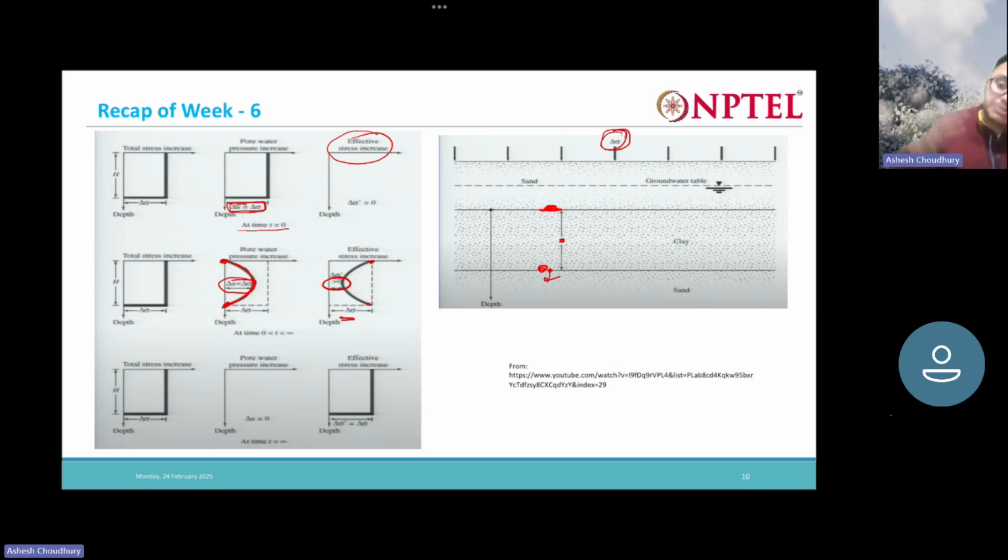Now, at time t equal to infinity, when all the excess pore water pressure has been dissipated, what will happen? The pore water pressure is 0, and along the whole soil layer, the complete depth, my effective stress is now equal to the applied stress. The pore water pressure becomes 0. And when this happens, there will be some consolidation settlement in this process.